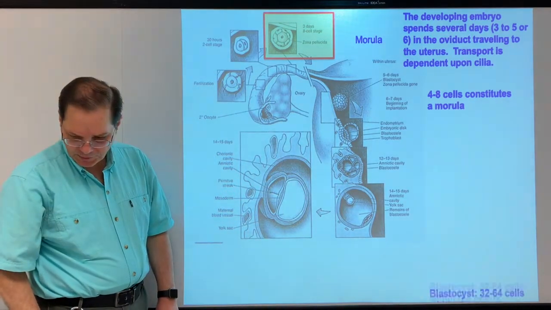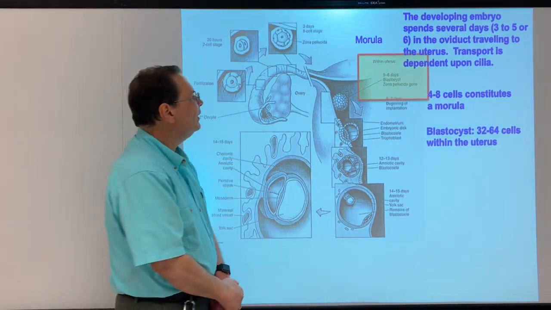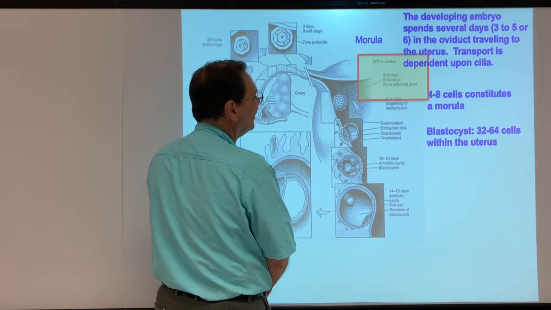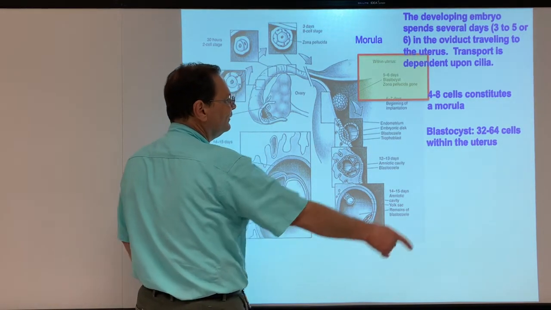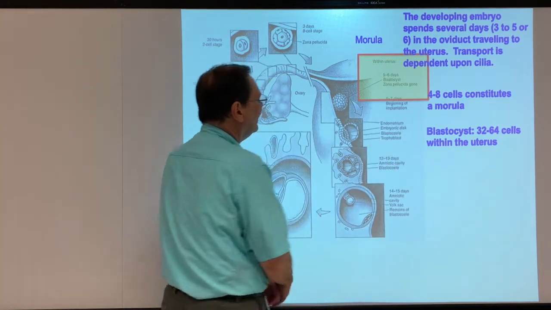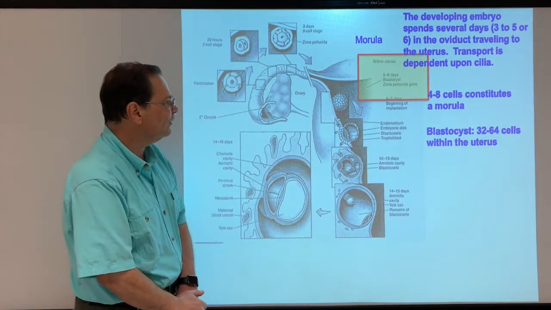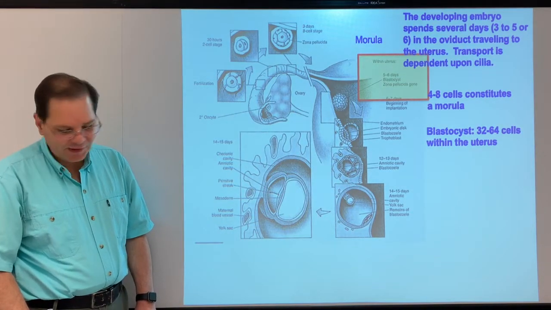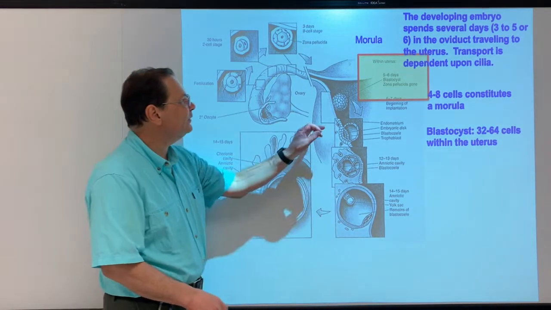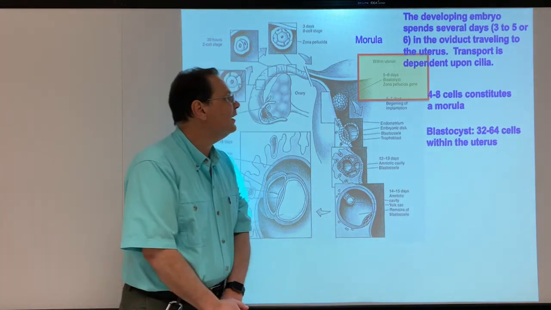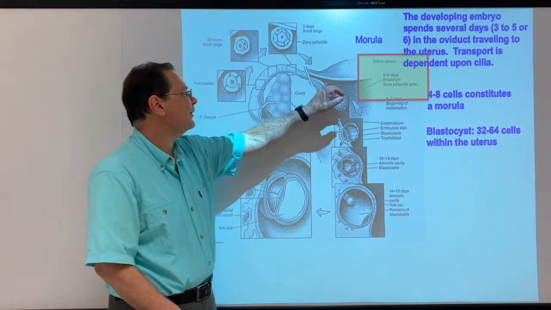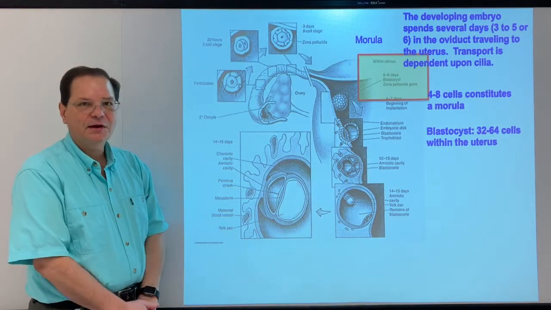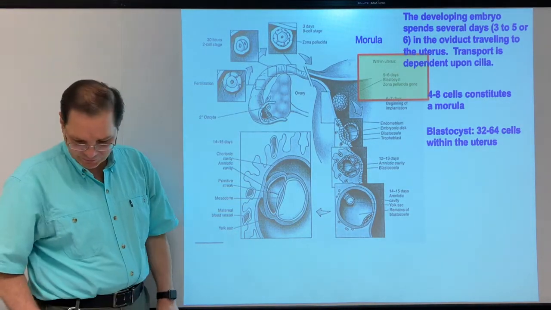Okay? And then finally, we have the formation of our blastocyst, which is about 32 to 64 cells, somewhere around day 5 to 6, and we've hit the uterus. Okay? And this transport, particularly in the lower part of the oviduct and in the uterus, is dependent upon cilia, which are sort of brushing the oocyte down the duct.